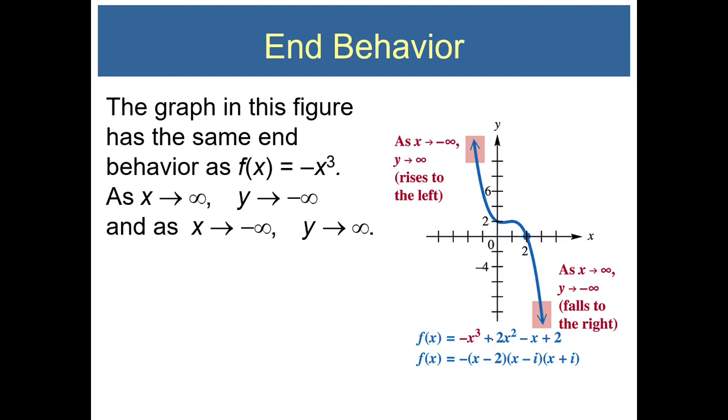The graph in this figure has the same end behavior as f of x equals negative x cubed. Here we have an odd function, but there's a negative in the front. As x approaches infinity, the graph falls as it goes to the right and goes down to negative infinity. As x approaches negative infinity, we're approaching infinity as we go to the left, so it has a rise to the left and a fall to the right.